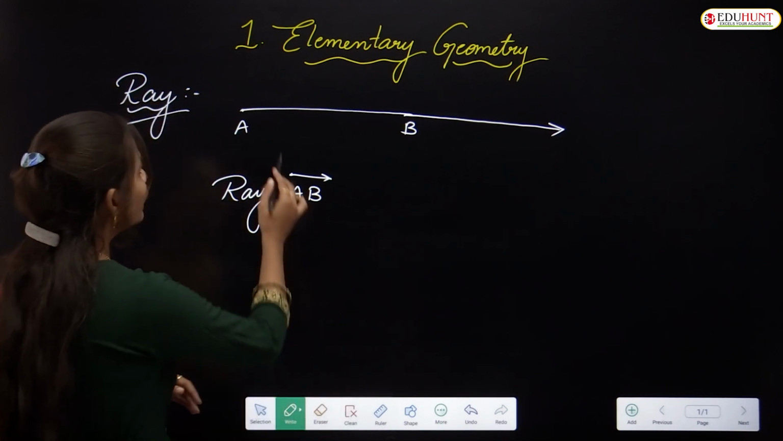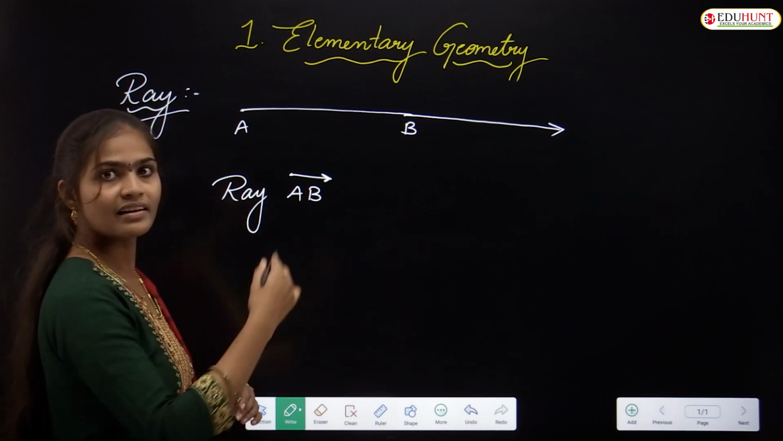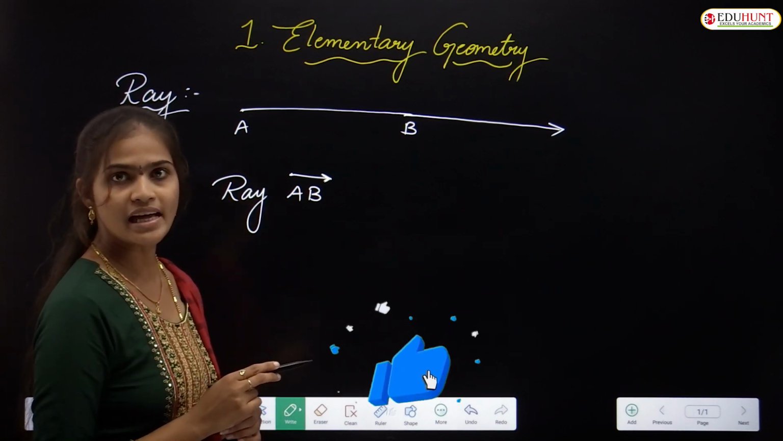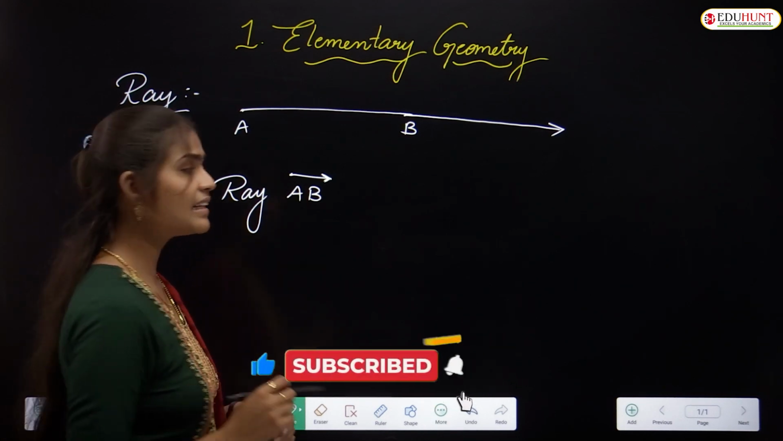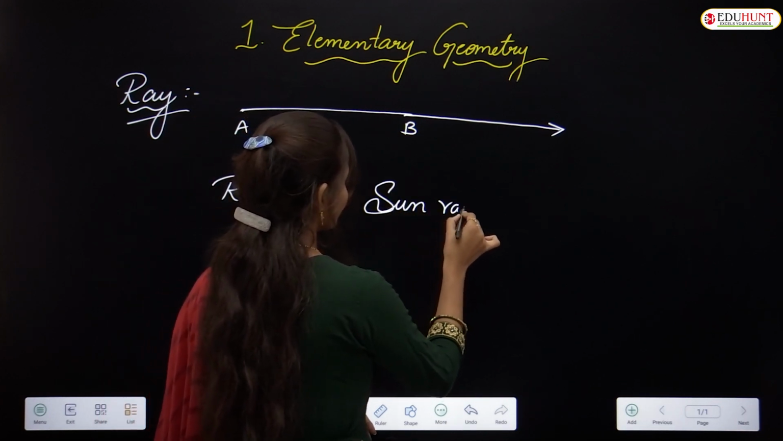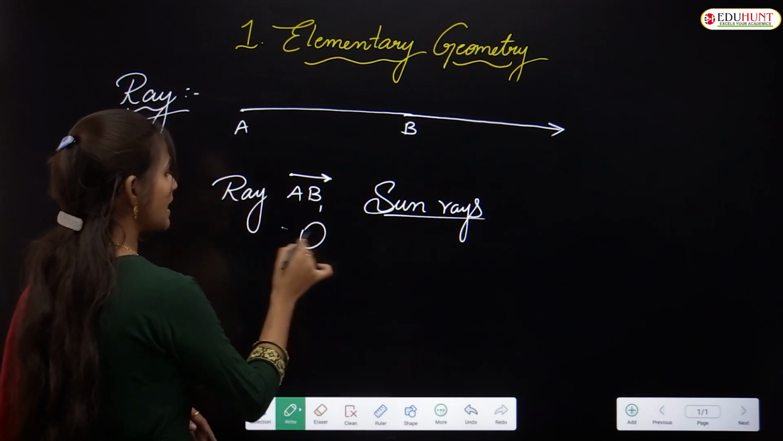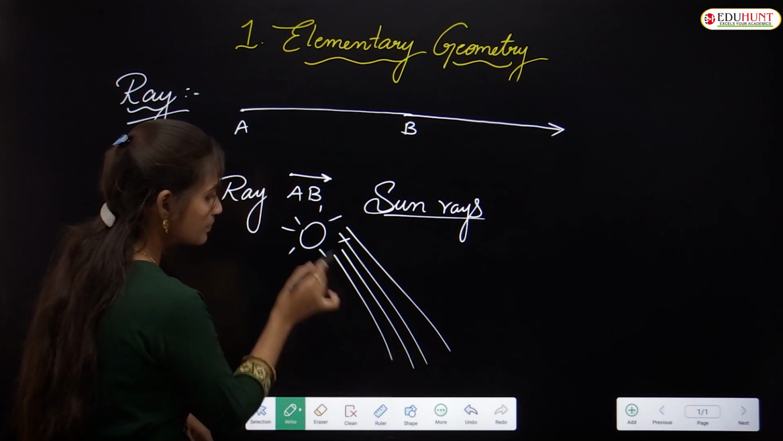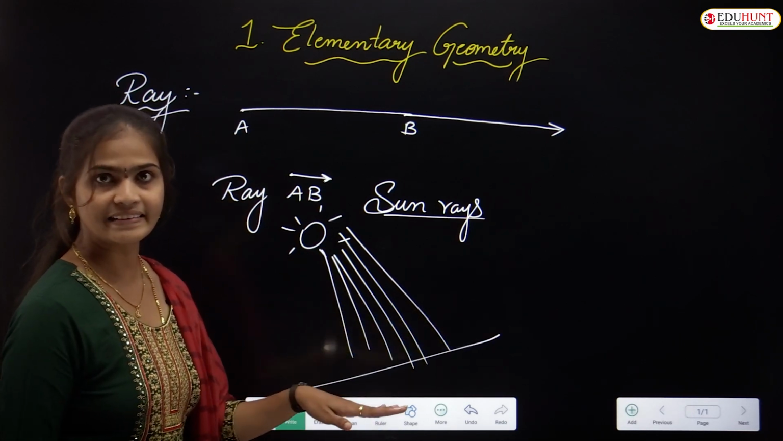In the same way, here AB means one direction, and it is extended endlessly in one direction. Okay. So another example is sun rays. Here we have the sun, and rays will fall on the earth. Rays fall like this only, no?